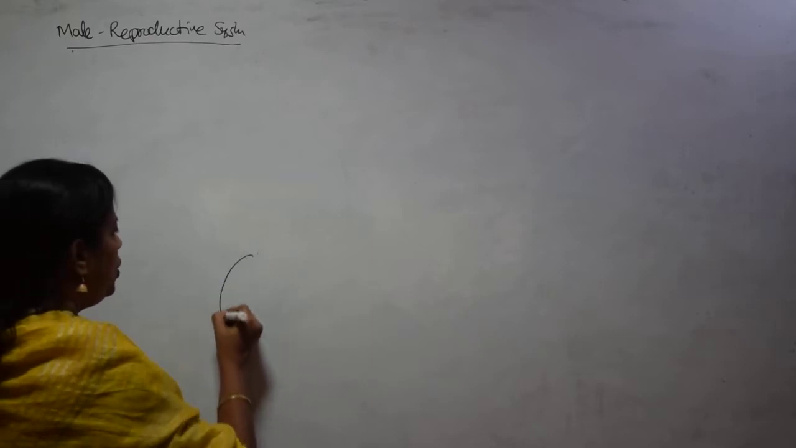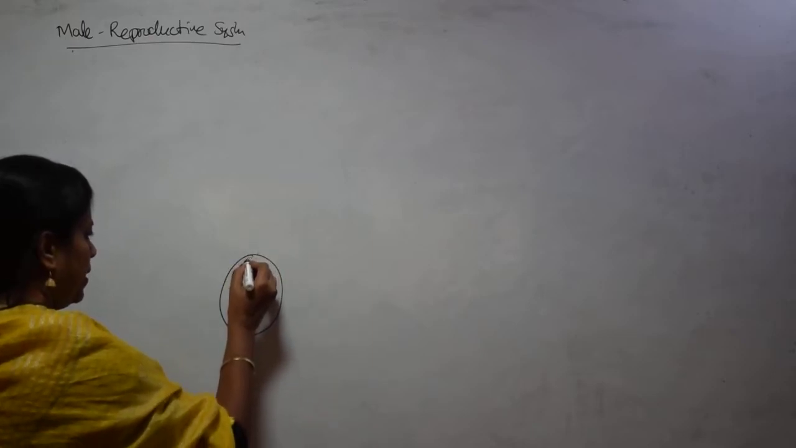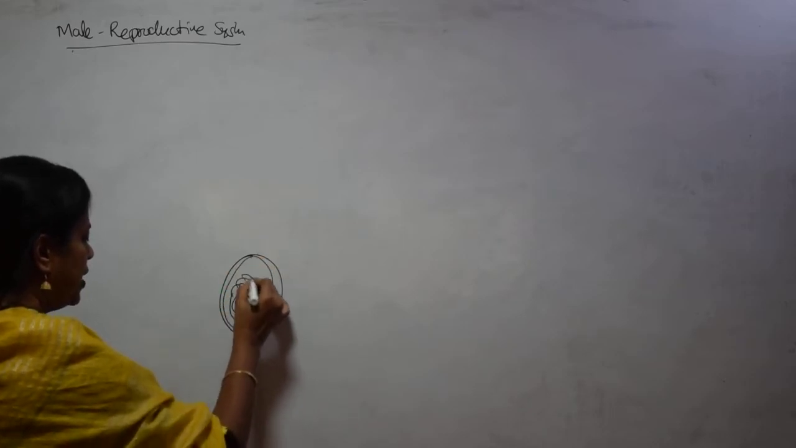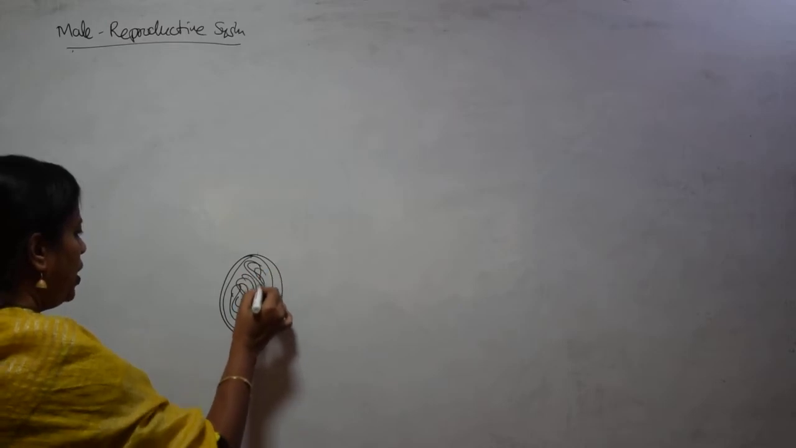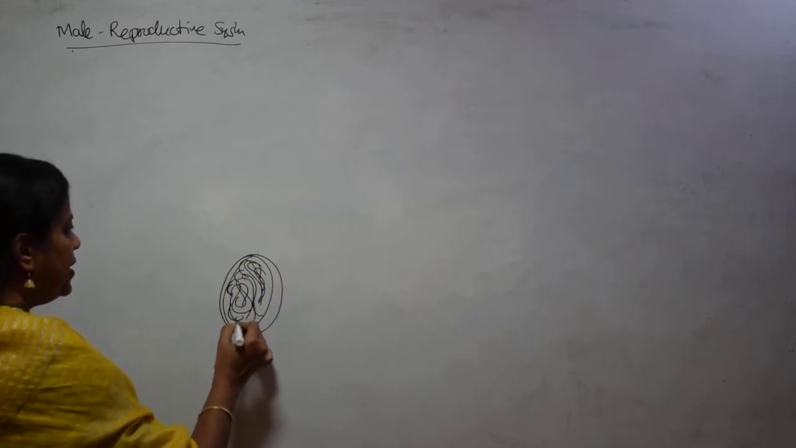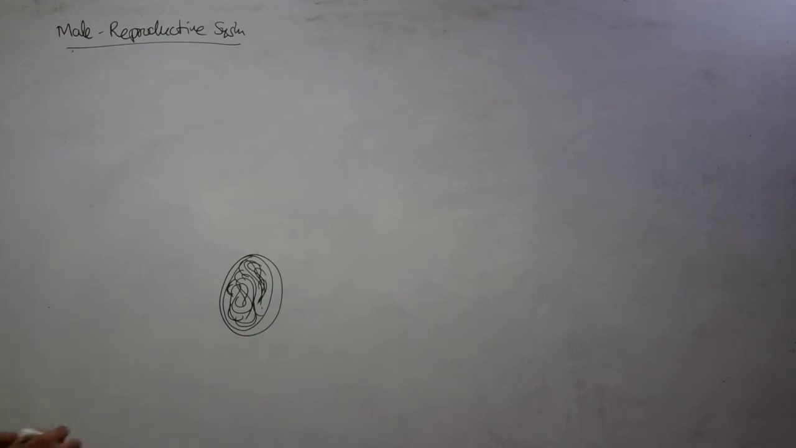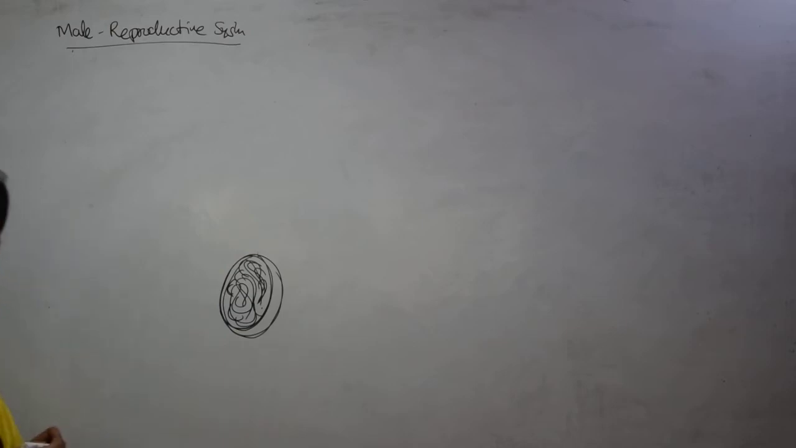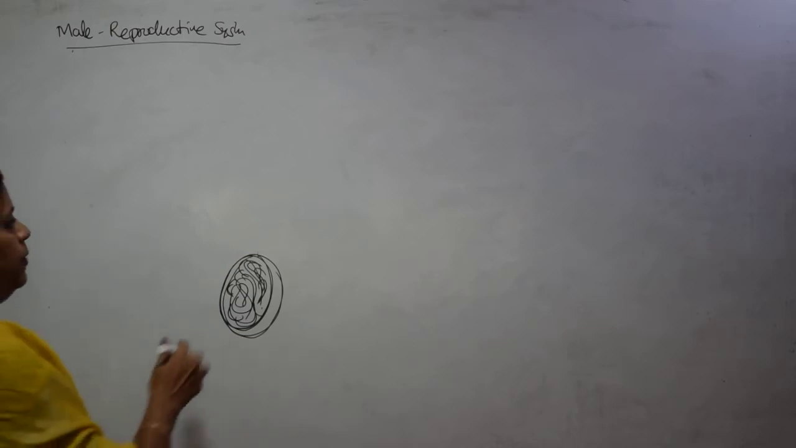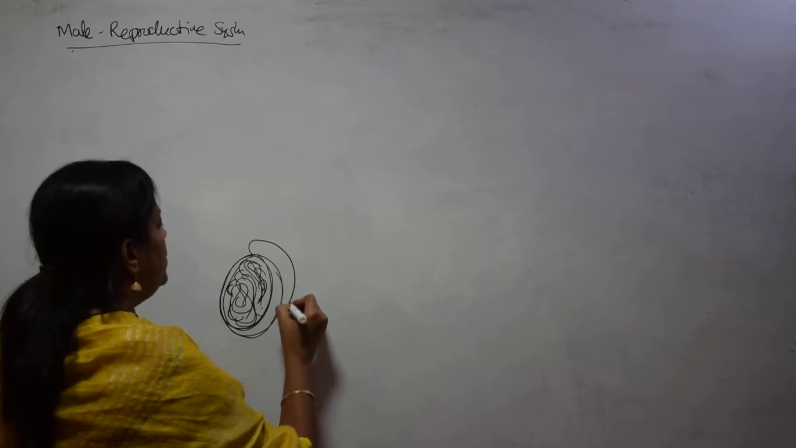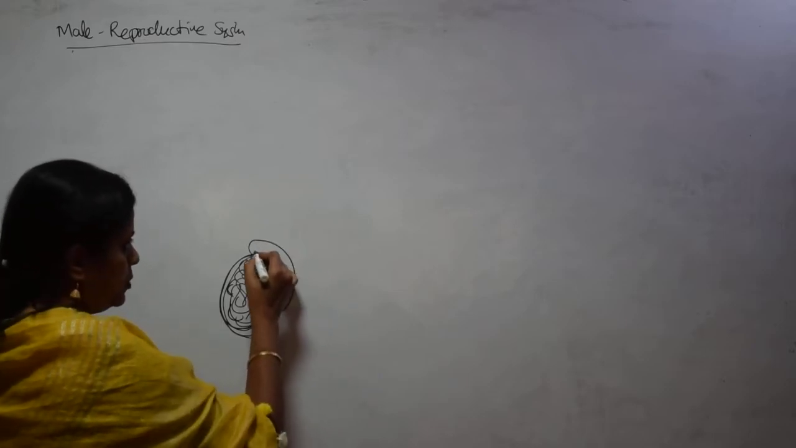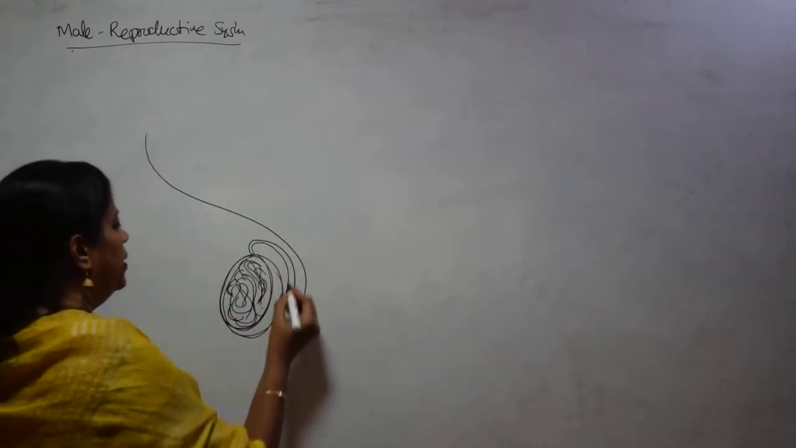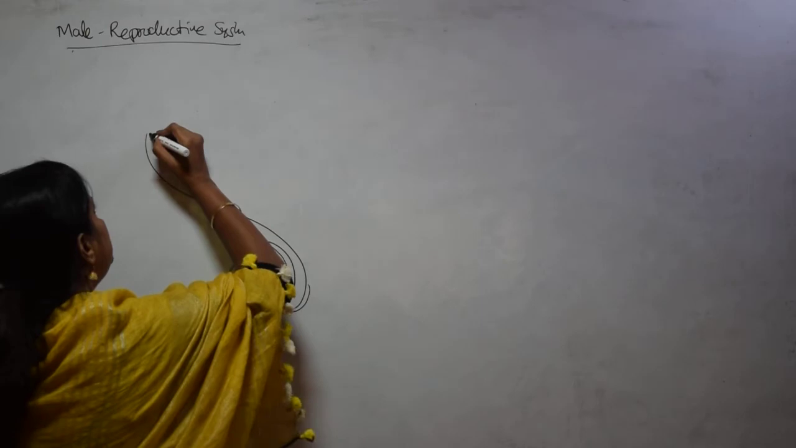First, let me draw the testis. The testis contains seminiferous tubules. You need not give too many details, because only when you are giving the details of the accessory glands do you have to give this. This is the testis, and the surrounding is the sac. We call it the scrotum, right? Then comes the epididymis, where the sperms are collected. From the epididymis, the sperms are transported through the vas deferens.